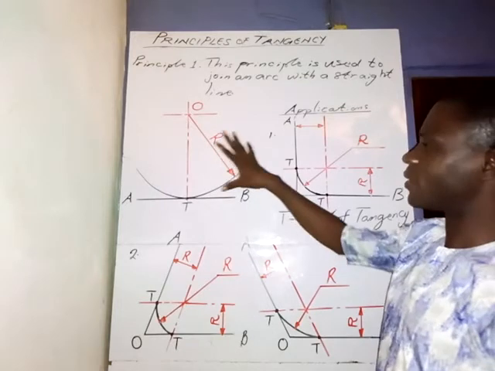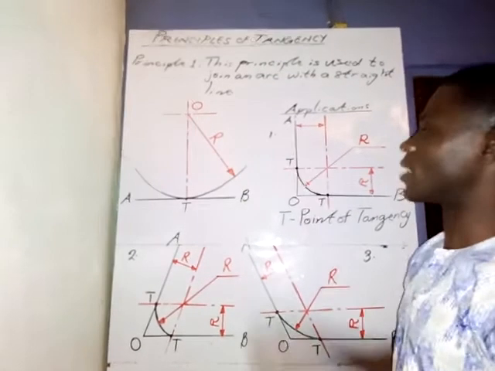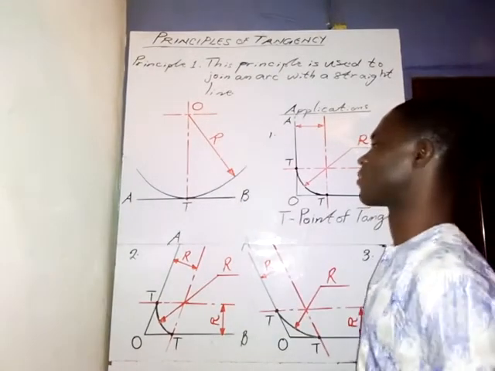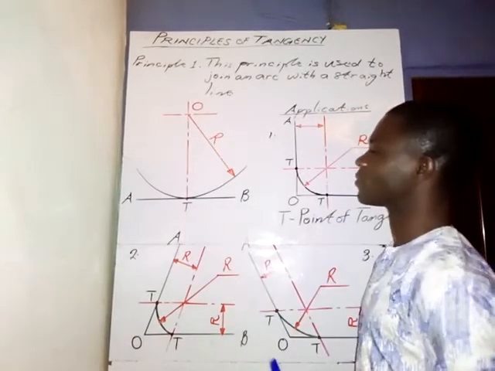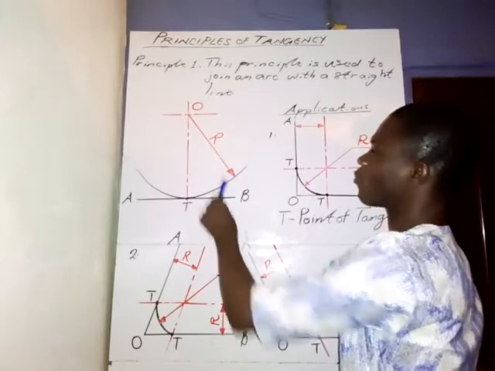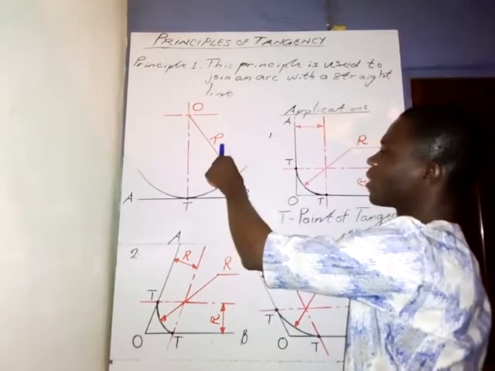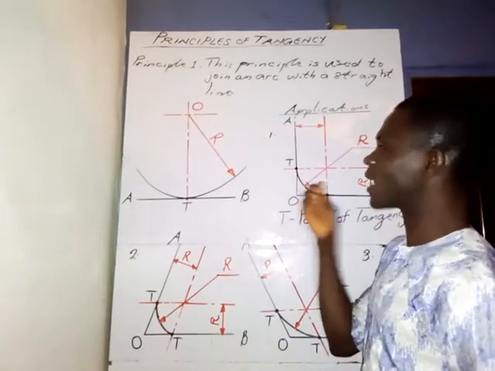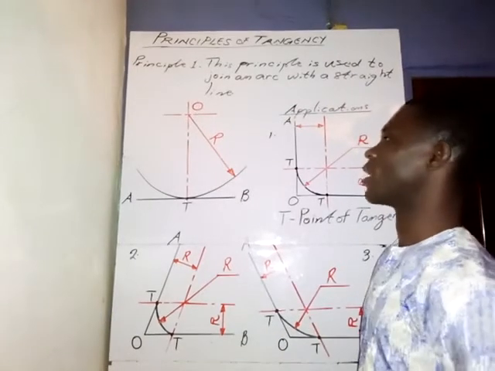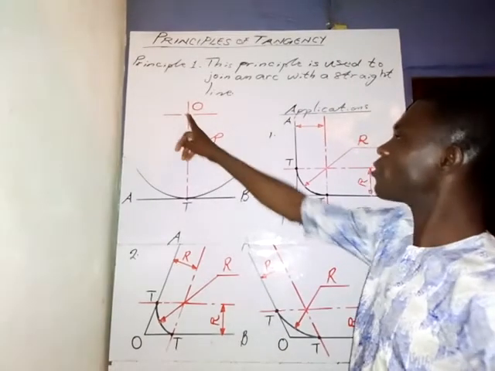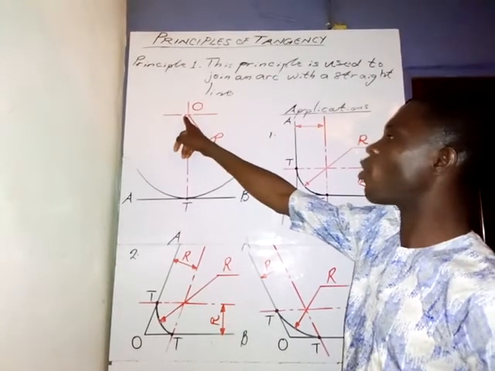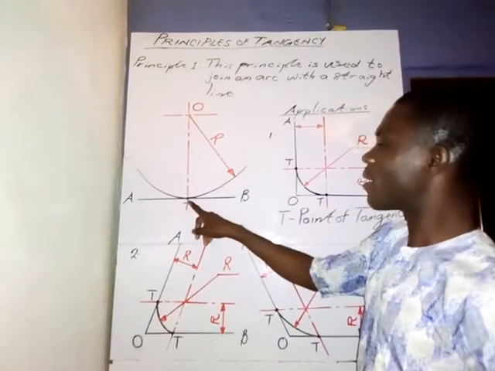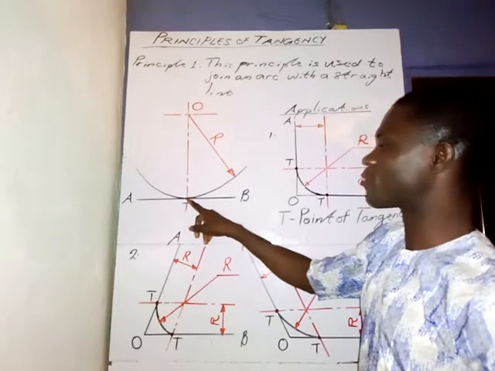Now, this is an example of what principle 1 is all about. If you look at what we have here, we have a straight line AB and an arc whose radius is R. If we know the radius of the arc, we take it with our compass, put the pinpoint of the compass at this point O, and draw this arc. This arc touches the line AB at this point.